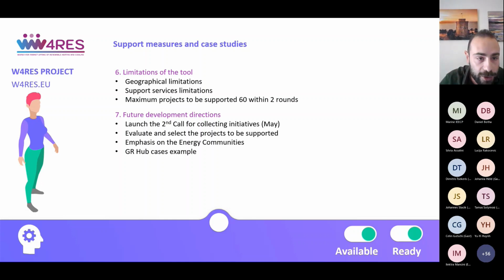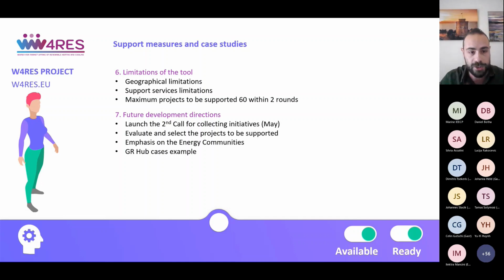Now, what are the future development directions? We are currently around May, June, we will launch the second call for collecting initiatives. So Andrea can visit our website and can submit an application. After that, we will collect all the applications, we will evaluate them, and we will define the projects that we are going to support.